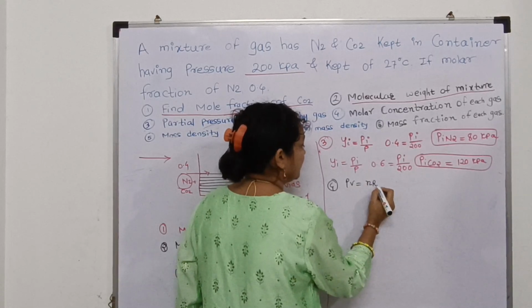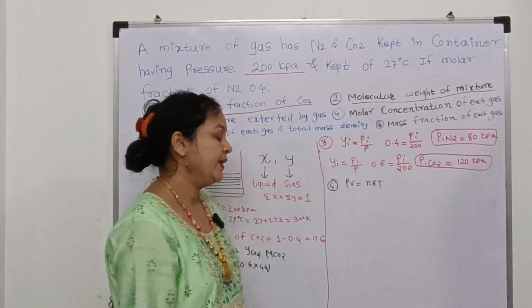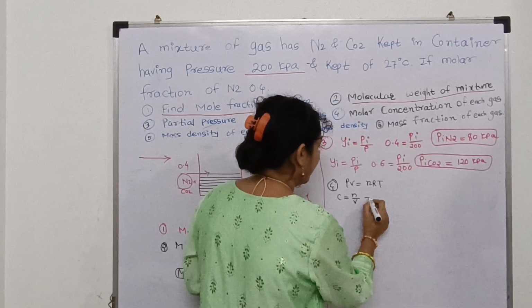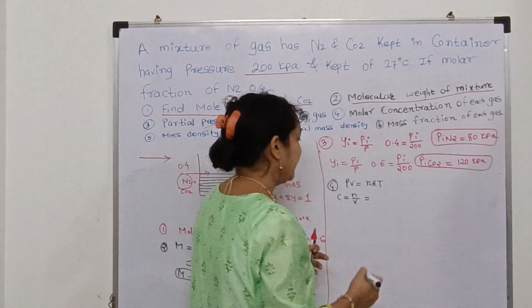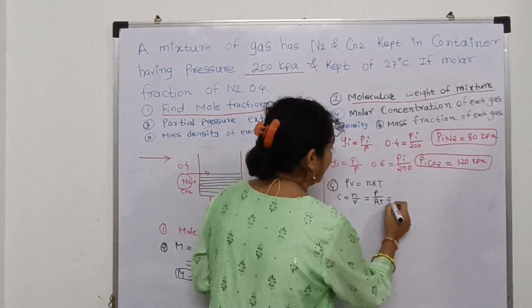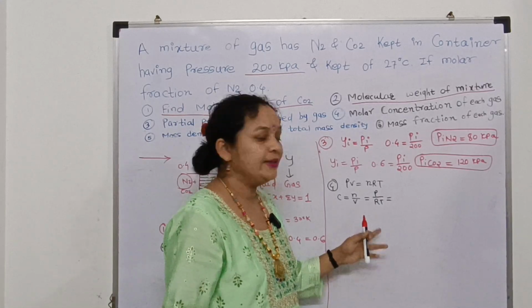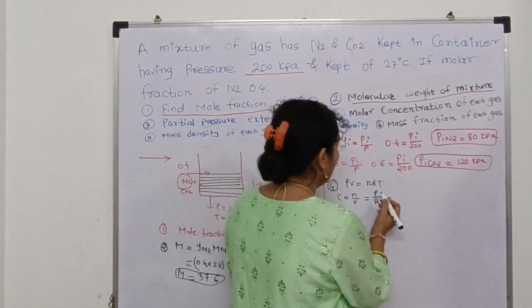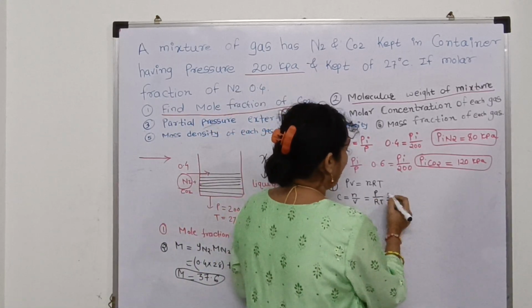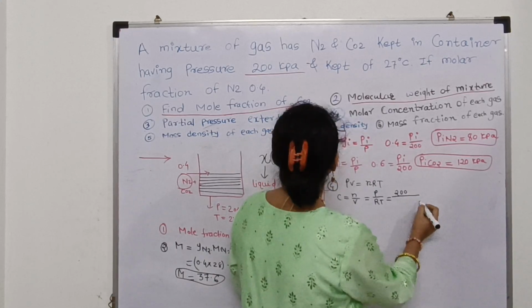Now it can be calculated using the ideal gas law equation, which has the equation PV is equal to nRT, right? Equal to n by V, which you can also write in the form of P by RT, right? So P is nothing but the pressure, R is the gas constant, and T is the temperature. So now you can just put in all the values here. The pressure is already given, that is 200 kilopascal.